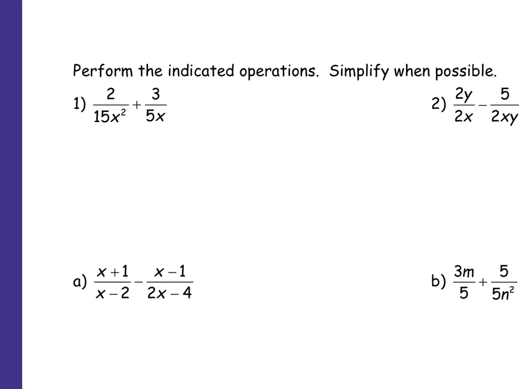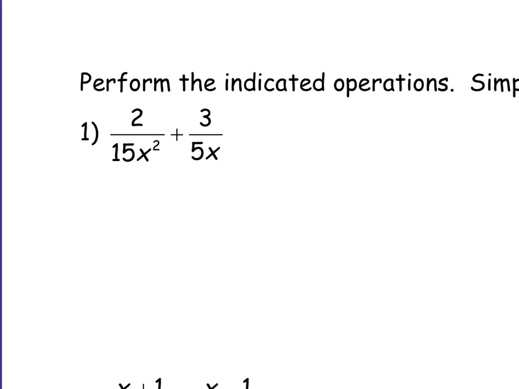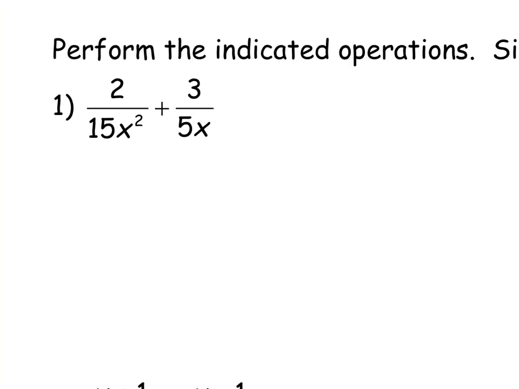Okay, so now we're going to move on, right? We're still adding and subtracting, but now our denominators are different. Yay. Okay, so before we add them together, we need to find a common denominator. So what is my common denominator? Oh, my Lent, I can't talk. My common denominator between 15x squared and 5x.